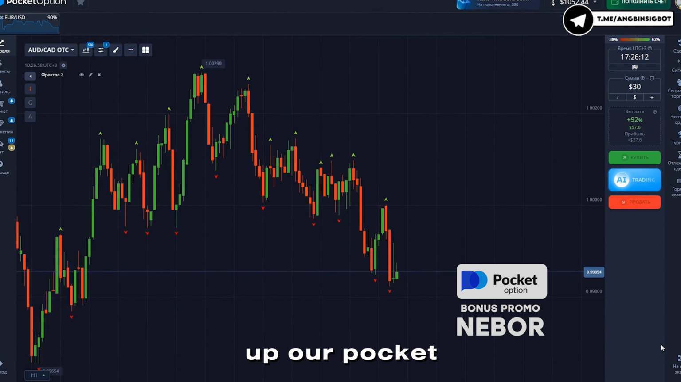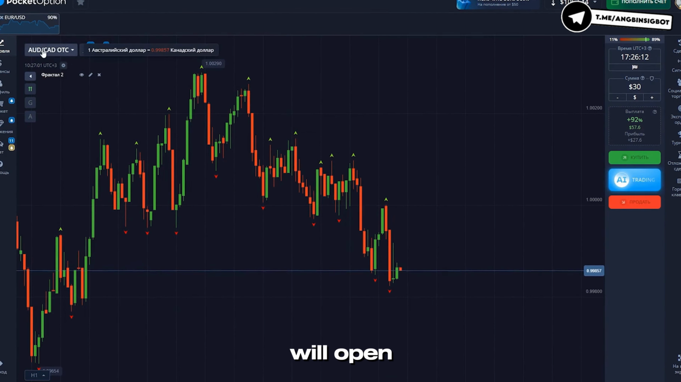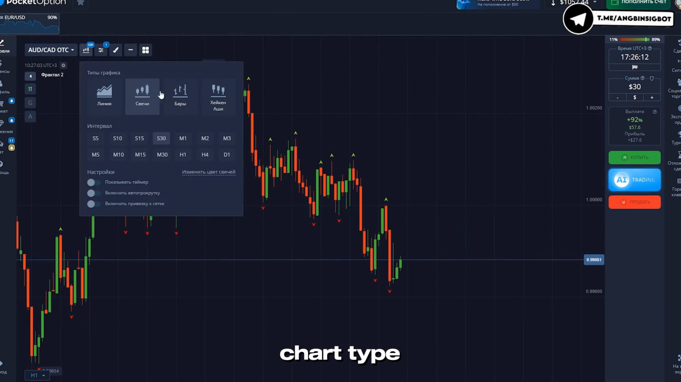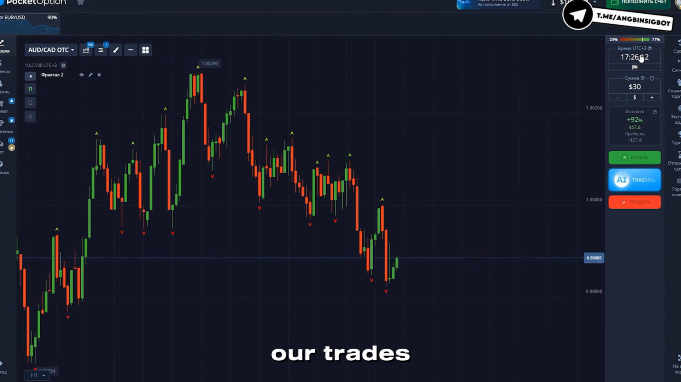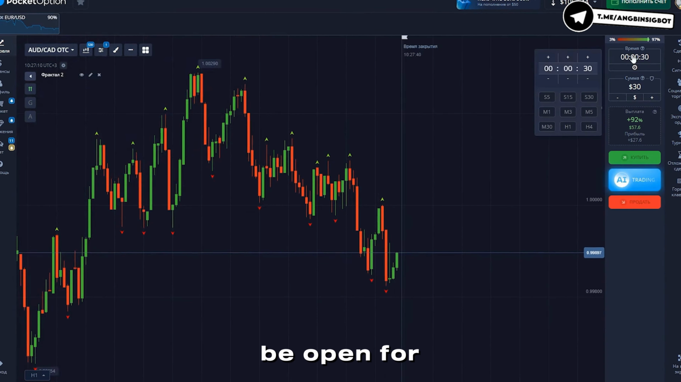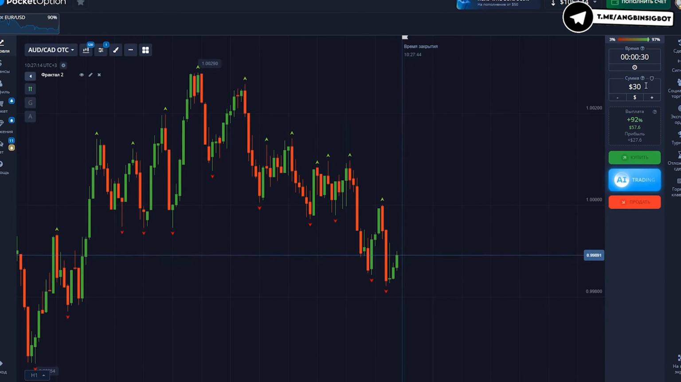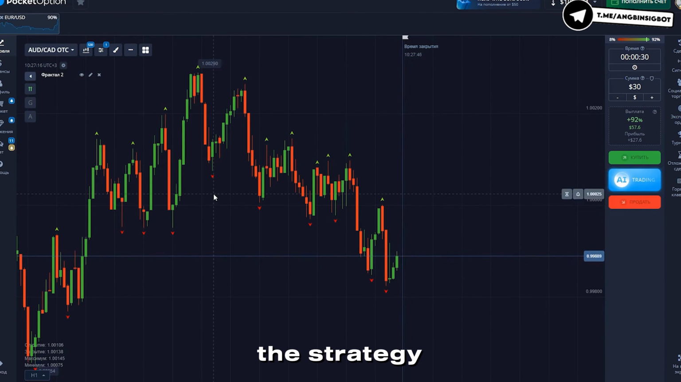Let's set up our Pocket Option to trade using this system. We'll open the settings and select the candlestick chart type. We will set the time frame to 30 seconds. Our trades using this strategy will also be open for 30 seconds. Great, we have clarified these points. Now let's get to the essence of the strategy itself.